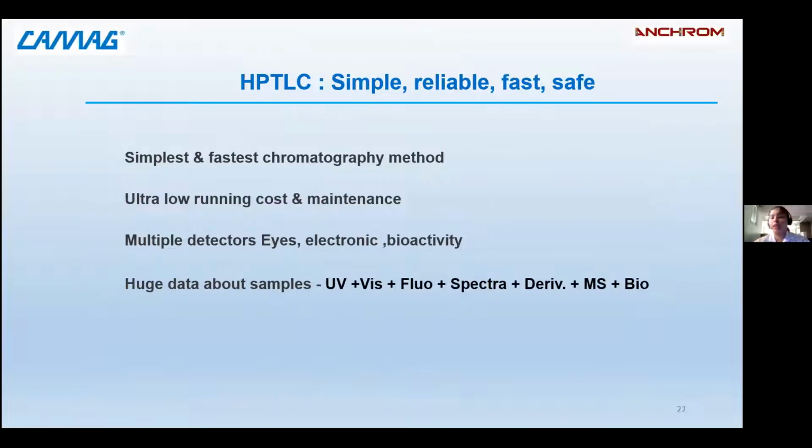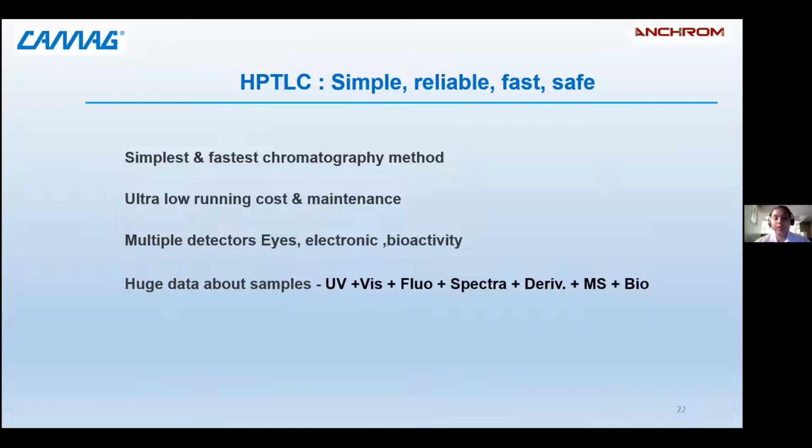Then these are some advantages of HPTLC. HPTLC is a very simple, reliable, safe and fast technique. Why is it a simple and fast technique? Because within only 1.5 hours you can get your sample results, and not just 1 or 2 samples, but 15 sample results at a time.